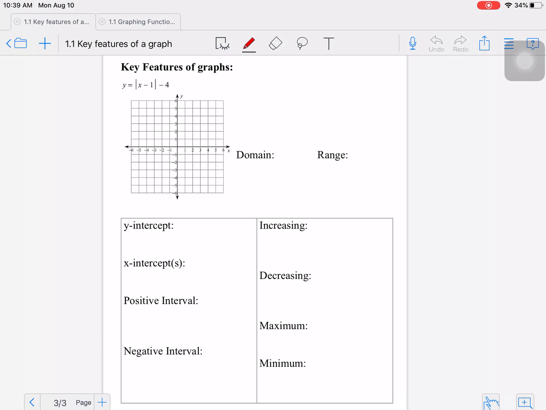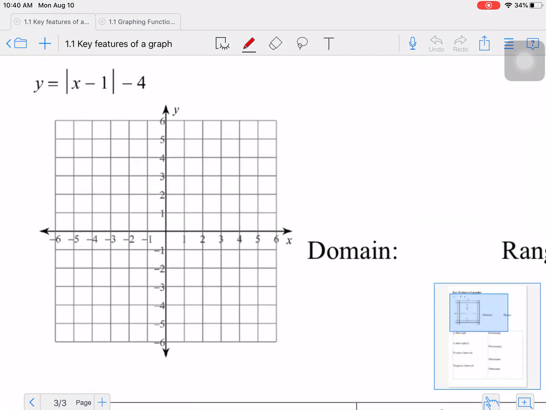So what we're going to do here is we're going to go ahead and graph the function. As you can see, we have an absolute value function. We're going to go ahead and graph it the way I showed you, and we're going to get the key features from that function. So the domain, the range, the y-intercept, the x-intercept, the interval in which is positive, negative, where is it increasing, where is it decreasing, does it have a maximum, does it have a minimum. So we're going to go over all of those key features, and most of the key features relied on your ability to determine domain and range. So let's go ahead and dive into it.